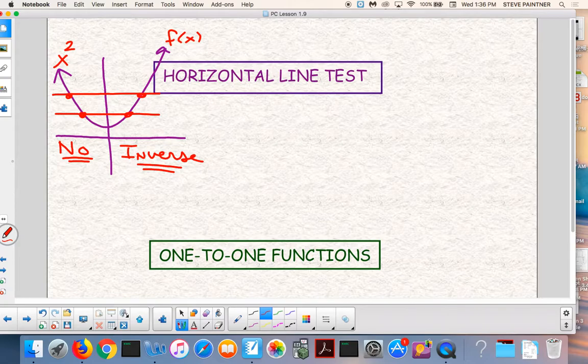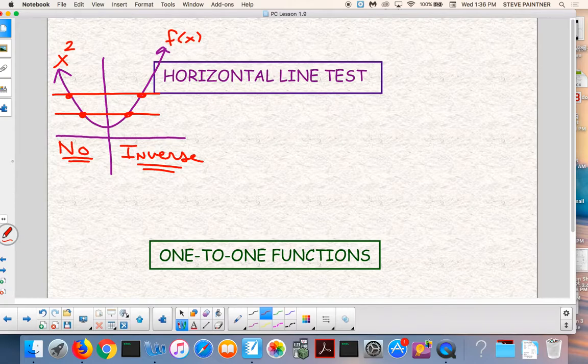Can I just read it to you now? And then if you want me to, I will write this out for you, and then you have to write it up. Here's what the horizontal line test says. A function f has an inverse if and only if no horizontal line intersects the graph of f at more than one point.